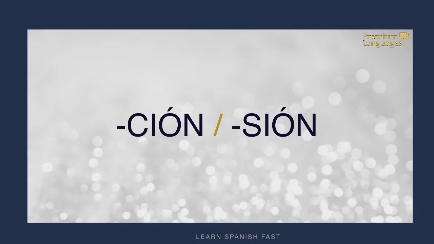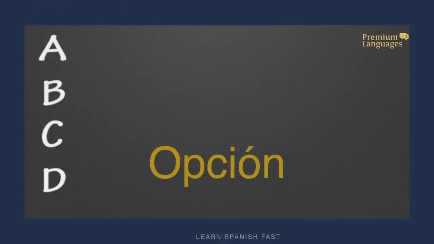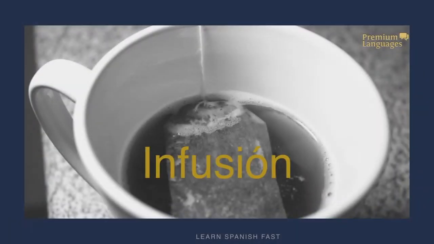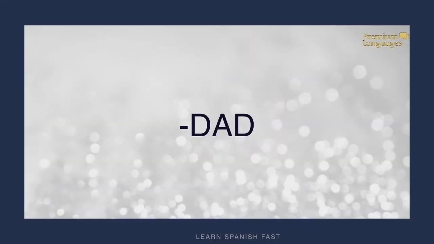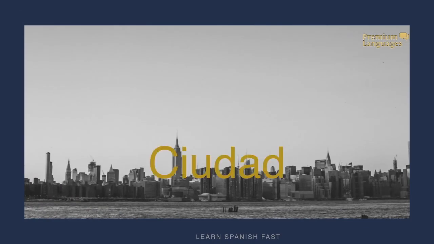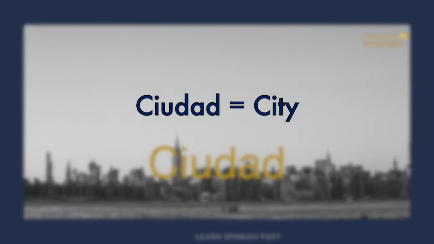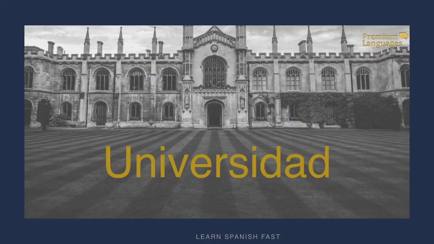CIÓN and SIÓN, like opción, are feminine words. Infusión is another good example of this ending. DAD ending, dad, tells us that it's a feminine word, ciudad, and chances are that the translation in English is very similar, like universidad, but ending in T, university. Feminine words, dad.